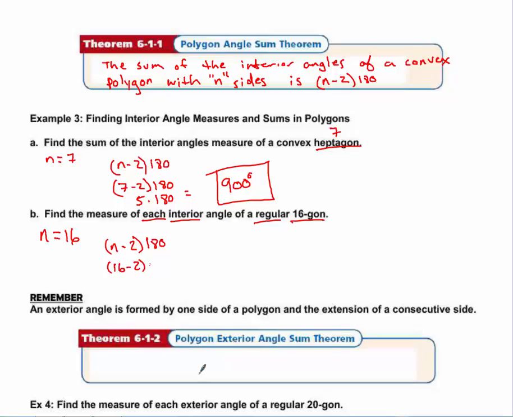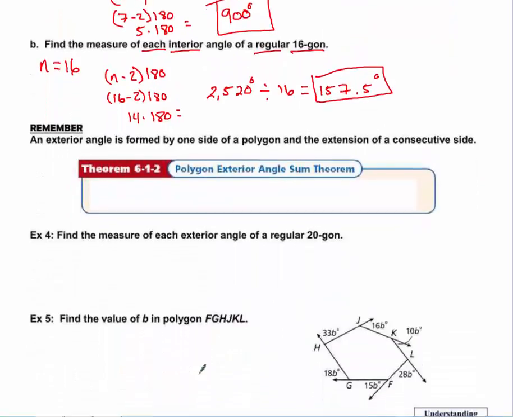So we do n minus 2 times 180, which is 14 times 180, which gives us 2,520 degrees. Okay, that's the sum of the interior angles. Now if we divide that by 16, because there's 16 sides and 16 angles, we're going to get 157.5 degrees. So that's the measure of each angle of a regular 16-gon.